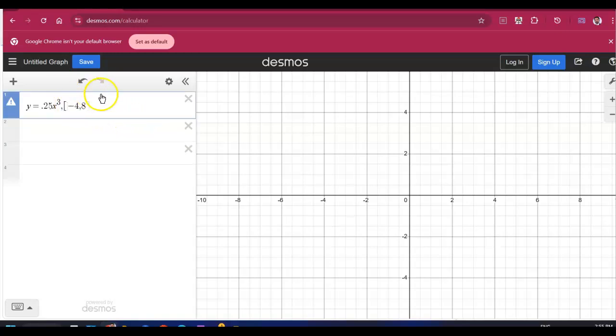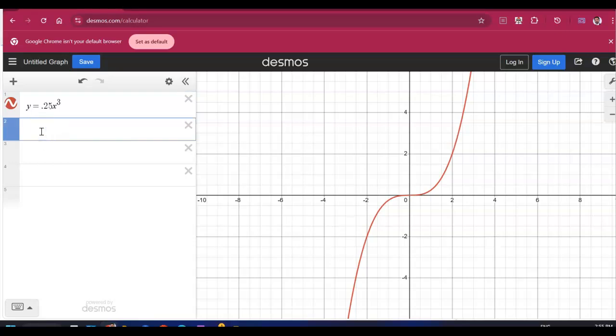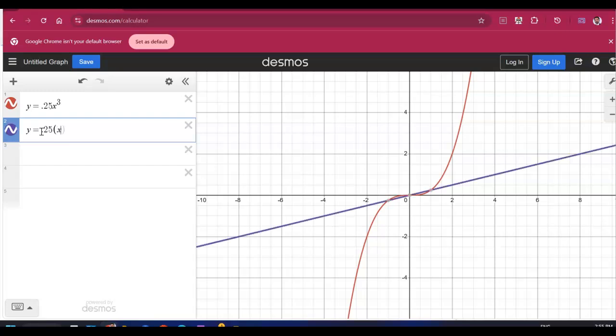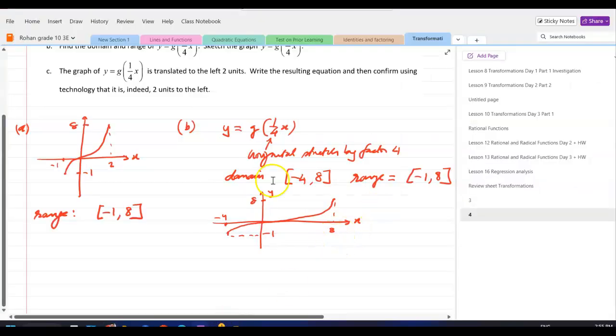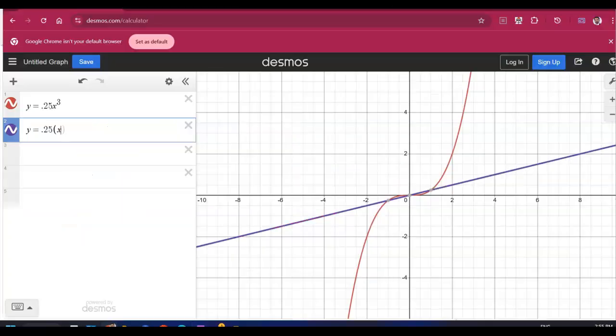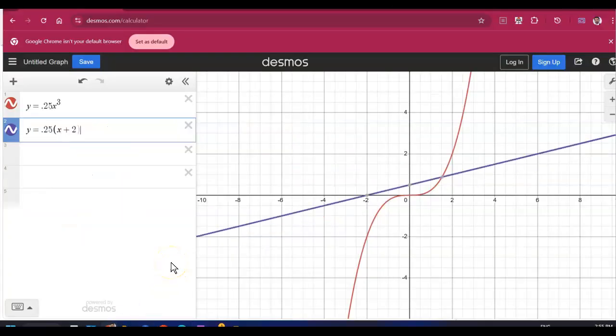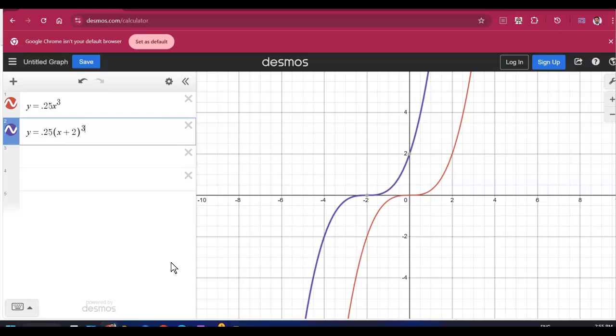We put the box bracket -4, 8. I forgot how to put the domain. Anyway, it's okay. And we are checking now. What did you put your equation as? 0.25 open brackets x plus 2, cubed. You said one thing, left, no? So plus 2. It's a left. Okay, nice. Correct? So it got translated.